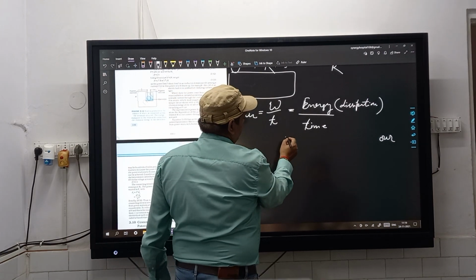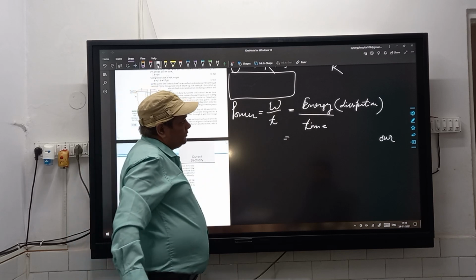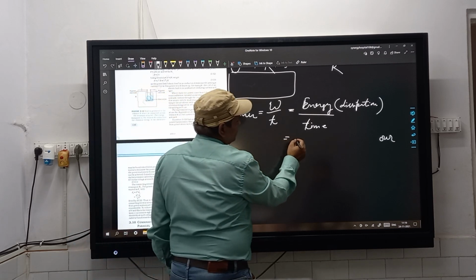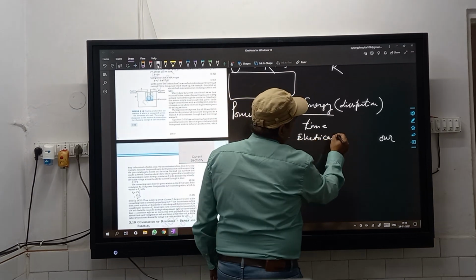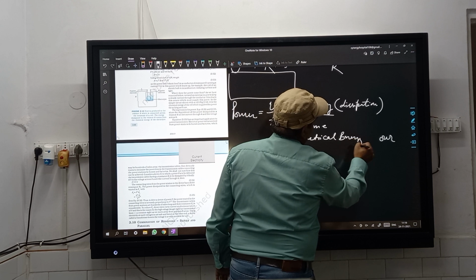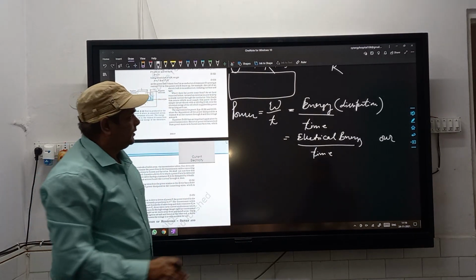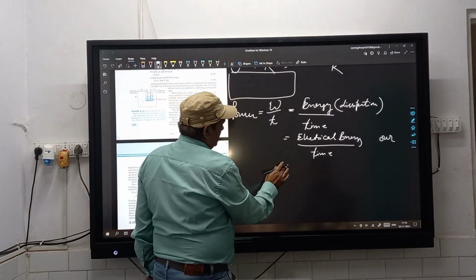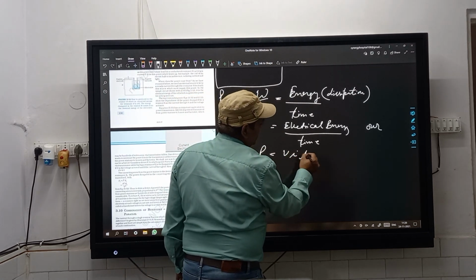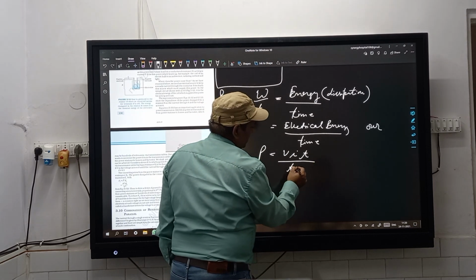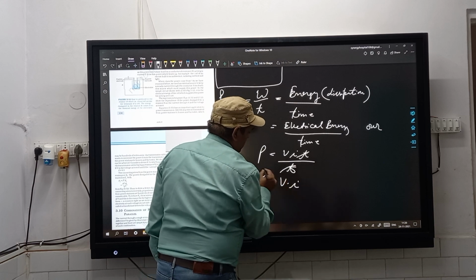So far all the formulae of energy can be put down here. First is W is equal to, या एनर्जी जिसको बोलते हैं इलेक्ट्रिकल एनर्जी अपॉन टाइम टेकन. So first formula of the power P is equal to VIT upon time T getting cancelled out, P is equal to V into I.